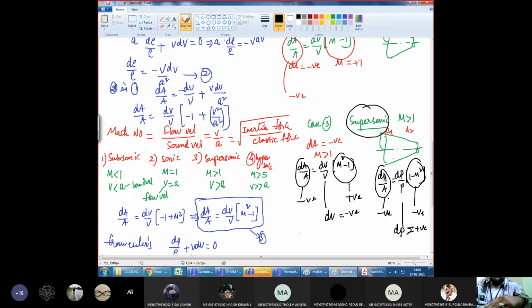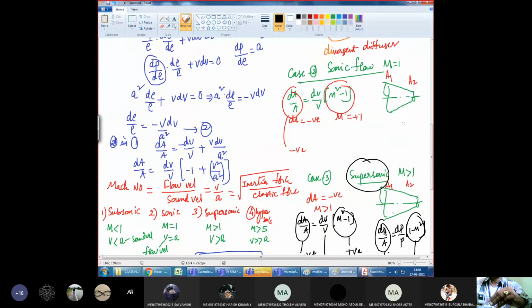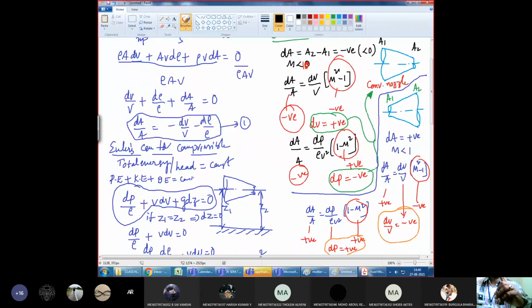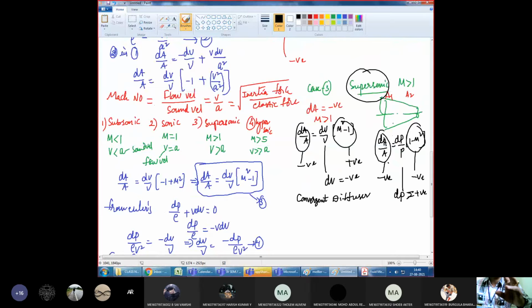Therefore, we can call this cross section a convergent... When pressure is increasing, what is the name of that one? Nozzle or diffuser? Here pressure is increasing. For this type of flow, we call it a diffuser. Therefore, we call it a convergent diffuser. The same cross section acts as a convergent nozzle for the subsonic condition, but for supersonic flow, the same thing acts as a convergent diffuser.